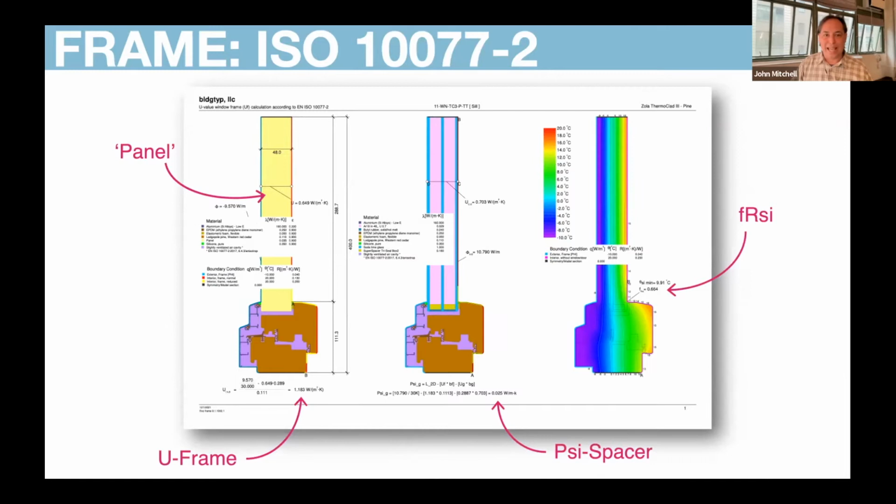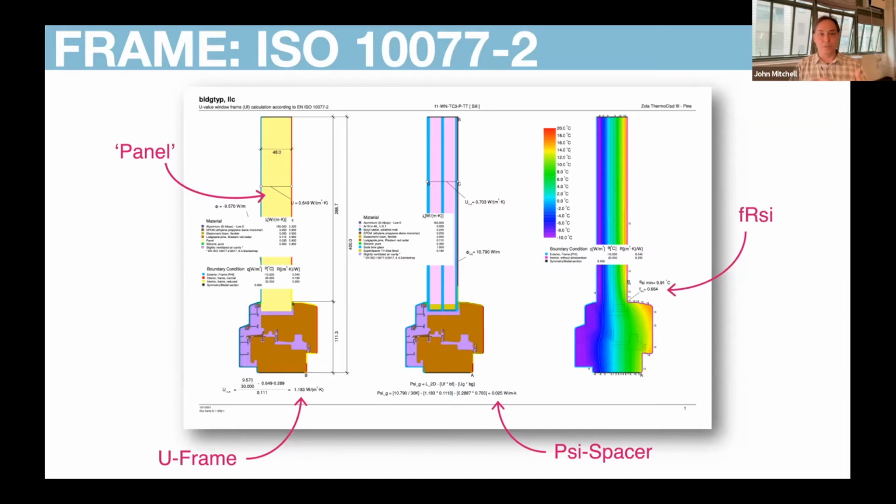What does this look like? How do we actually get this information? Somebody is going to do thermal modeling of those window profiles, and we get a bunch of different values. You can see here we have 3 separate models, and these are done using 2D heat flow analysis software, and there's a bunch of different kinds.